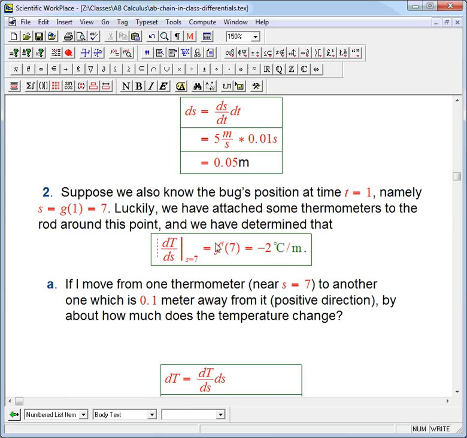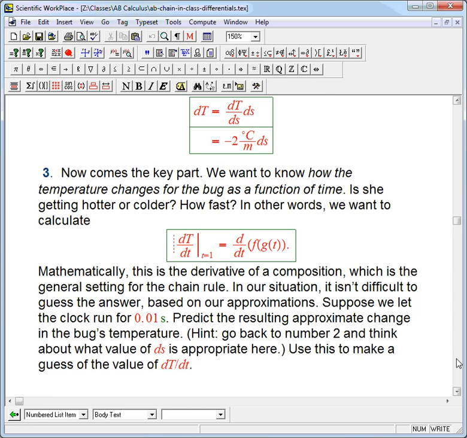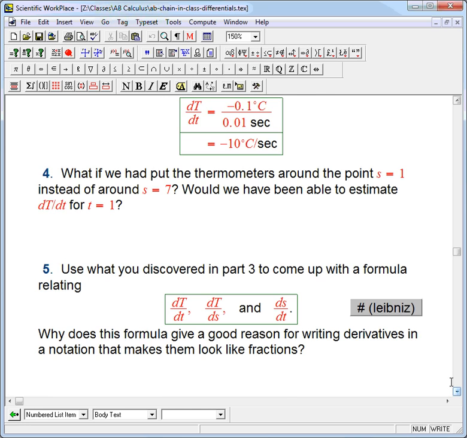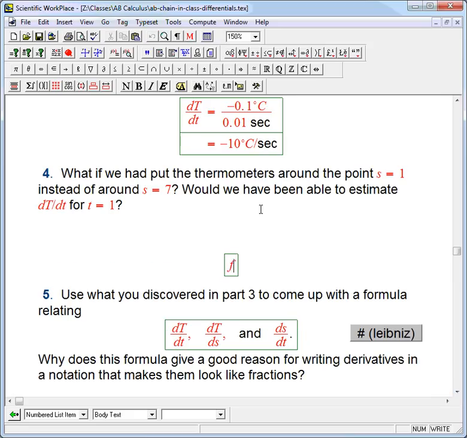There's no reason in a random example why the 7 and the 1 would be the same. And it's really crucial that the thermometers had to be at the right position, at s equals 7, or in other words, at g of 1. So this is really f prime of g of 1, which was the crucial data. That's why I asked number 4. Suppose somebody had mistakenly said, oh, I want to know f prime of 1. That's not going to help us, because that's not where the bug is. The bug's at s equals 7. Just because t equals 1 doesn't mean s equals 1. So this would be useless.